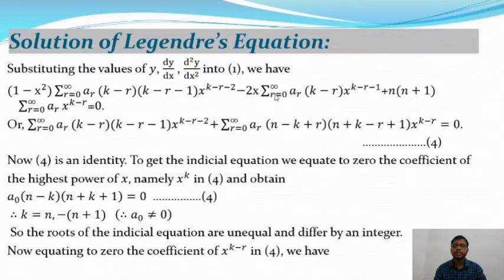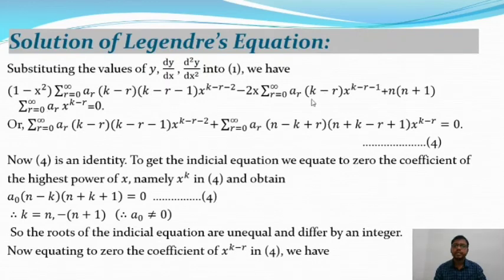which is 2x times dy/dx, and dy/dx is equal to the summation over r = 0 to infinity of r(k − r) x^(k−r−1), plus the third term, and the third term will be n(n + 1) times y, that means the summation over r = 0 to infinity of a_r x^(k−r), and this equals 0. So after substituting the values of y, dy/dx and d²y/dx², we get this.